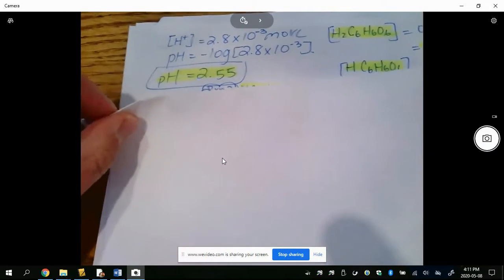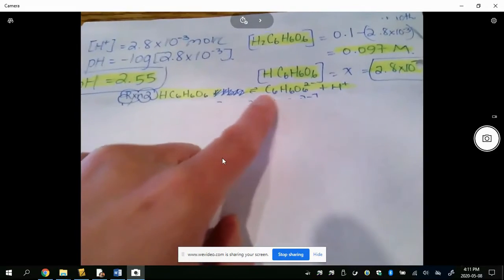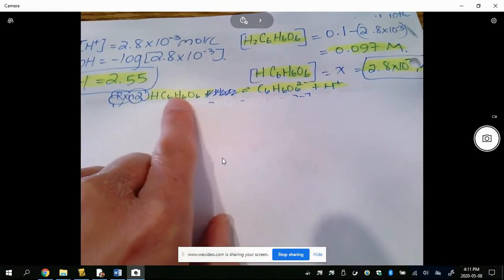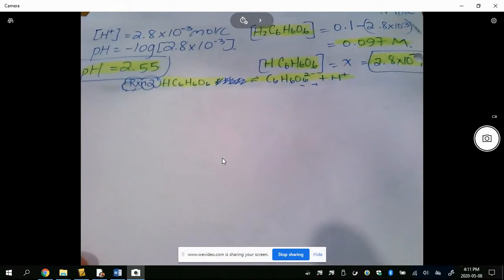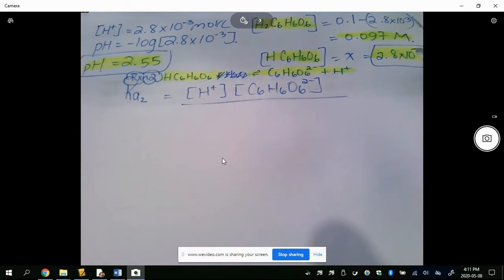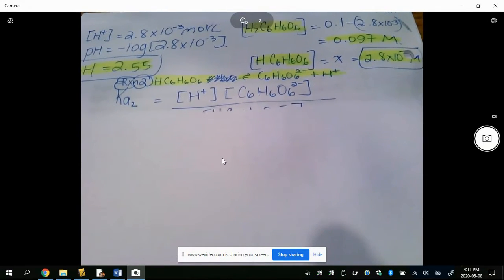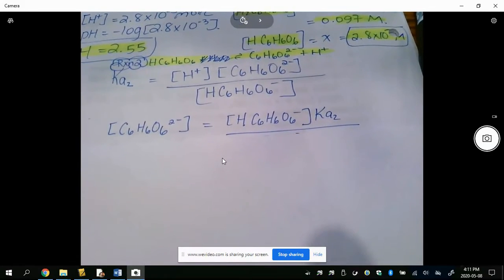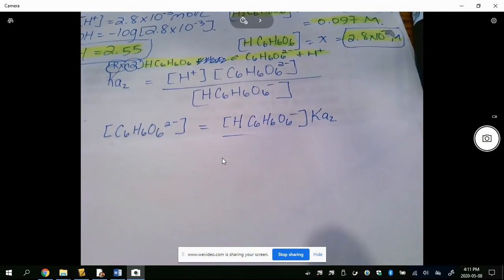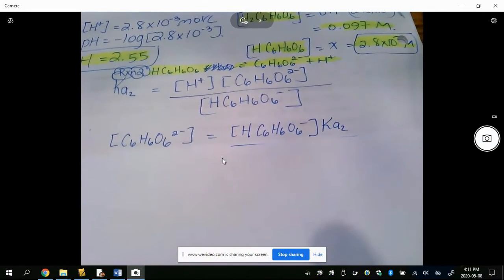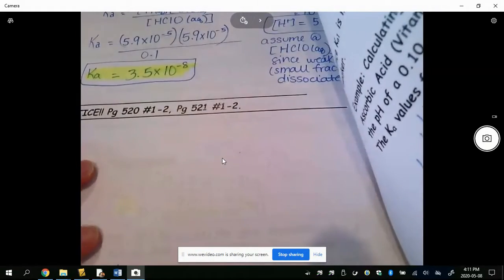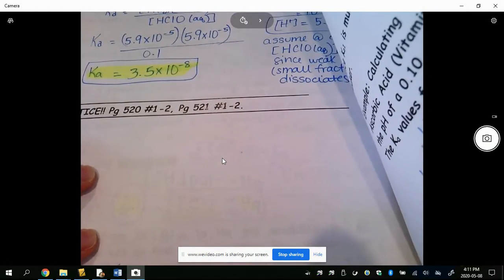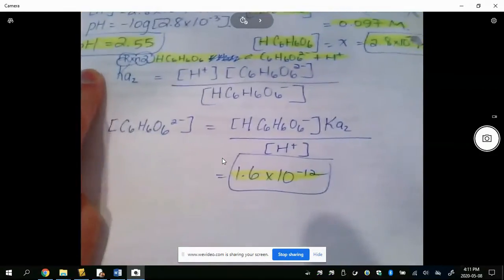Okay, so let's do reaction 2 when it loses its second hydrogen. That will be Ka2. So here's the reaction here. Ka2 is H⁺ times C6H6O6²⁻ divided by the initial one. They've asked us to solve for just the pH, so we're pretty much done at the end of this pH. This is just taking it one step further.